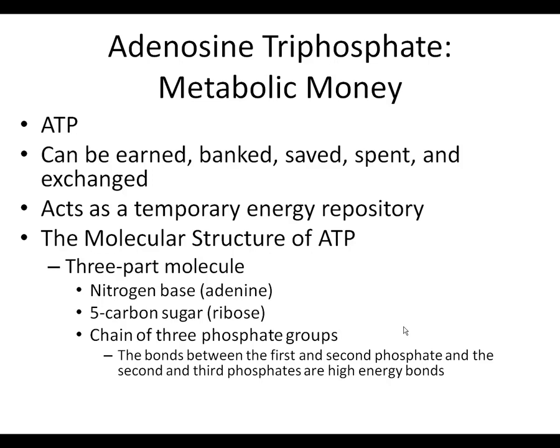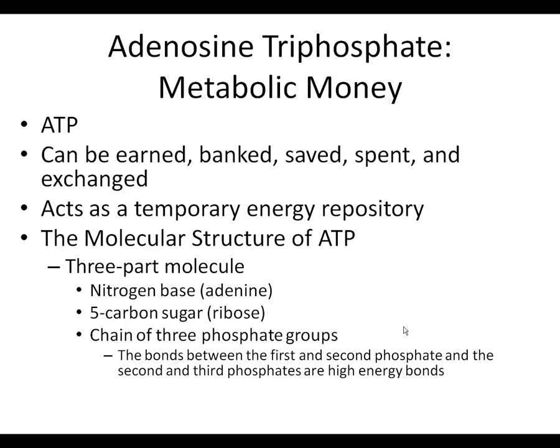Another product within the pathway, and this is probably the most important product that we're trying to make in our pathway, is ATP, or adenosine triphosphate. This is our metabolic money. Through metabolism, just like with regular money, we can earn it, we can bank it, we can save it, we can spend it, and we can exchange it. ATP acts as a temporary energy repository from one place to another. ATP can be made in one reaction, held in the bonds of the phosphates, and taken to another reaction where it can be spent. It is a three-part molecule.